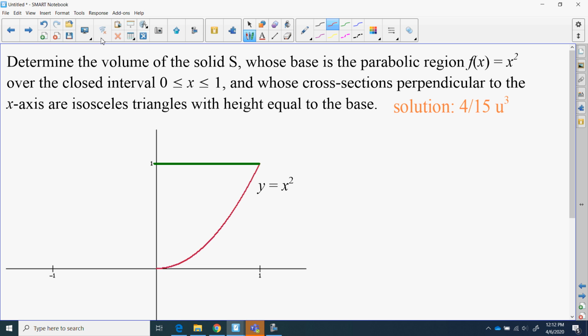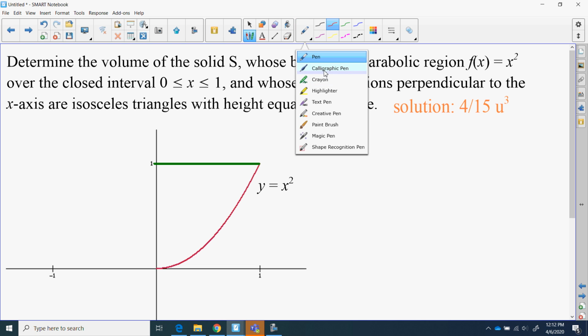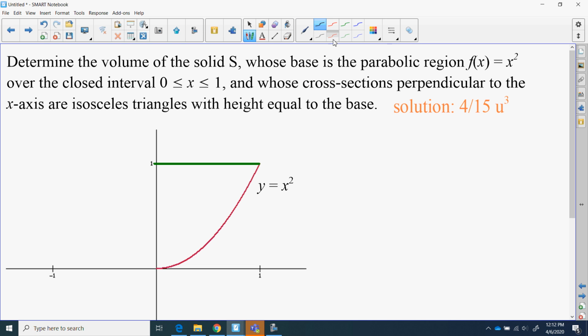Okay, so if it was isosceles triangles, I'm going to start the same way. I'm going to draw one of these triangles just so you can see it. That's going to come down. What does it say here? Isosceles triangles with the height equal to the base. So that would mean this is the base. Coming out of the page towards us would be this piece, which is going to be the same length as this. The height and the base are the same.